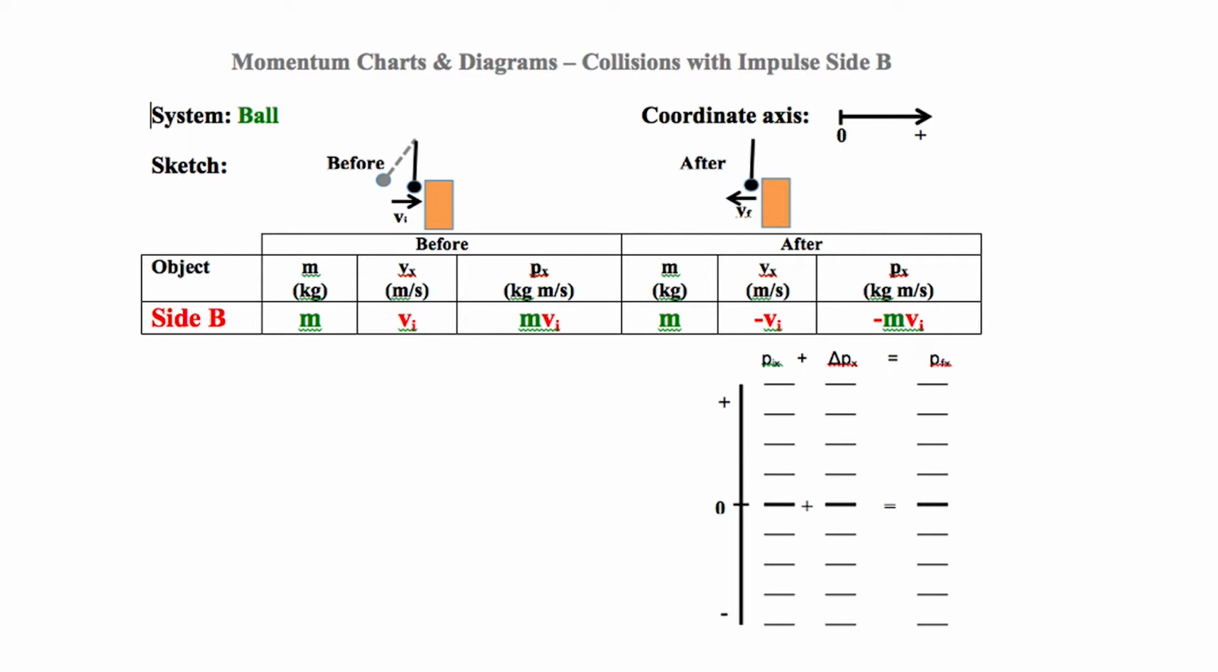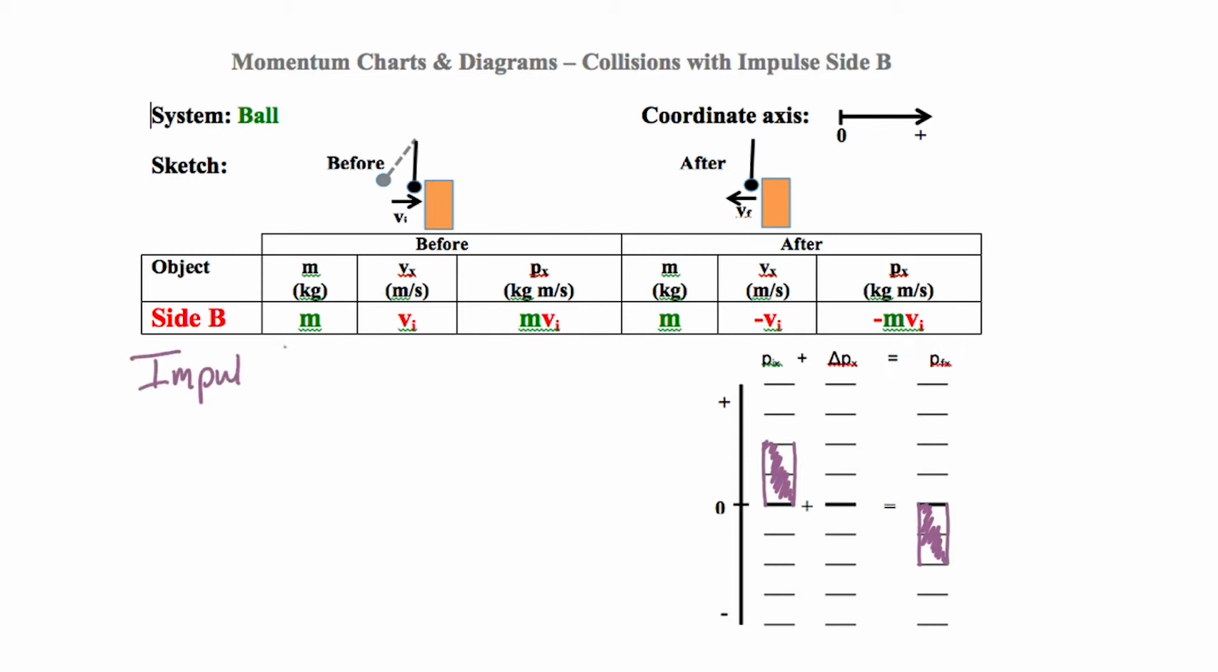I've got the system, the coordinates, axis, and the sketch already filled in. We have the same initial momentum, but this time the velocity immediately following the collision is negative what the initial velocity was. So our final momentum is negative mass times initial velocity. Again, I'll shade in 2 blocks to represent our initial momentum. But this time, our final momentum will be negative 2 blocks. Same as the initial momentum, but in the opposite direction.